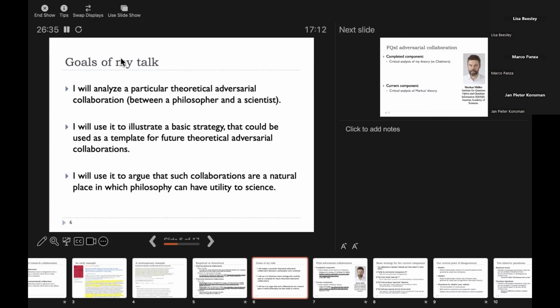Here's a template. And even if you don't end up agreeing with each other, even if you don't like each other, follow this template, you'll get a good product out of this. And then I'll use it to argue that such collaborations are a natural place in which philosophy can have utility to science. And again, just to say one more thing about why I think this is important, why I think theoretical adversarial collaborations can advance both philosophy and more theoretical areas of science.